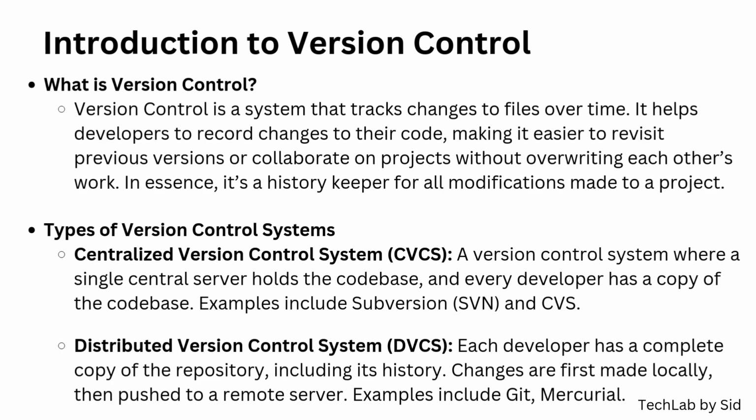There are two main types of version control systems. Centralized Version Control System, or CVCS. In this system, a central server holds the codebase, and developers work with copies of it. Examples include Subversion and CVS. Distributed Version Control System, or DVCS. Each developer has a full copy of the repository and its history. Changes are initially made locally and then pushed to a remote server. Popular examples are Git and Mercurial.